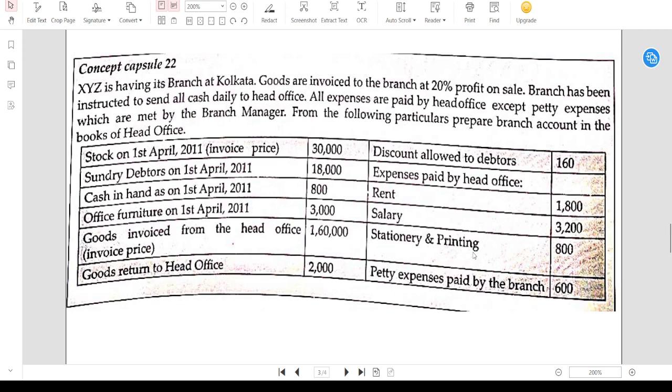So we need to prepare the branch account in the books of the head office. Stock at invoice price 30,000, sundry debtors 18,000, cash in hand 800, office furniture 3,000. Goods invoiced from head office 1,60,000. Goods returned to HO 2,000. Discount allowed 160. Expenses paid by head office 1,800. Salary 3,200. Stationery and printing 800, and petty expenses paid by the branch.